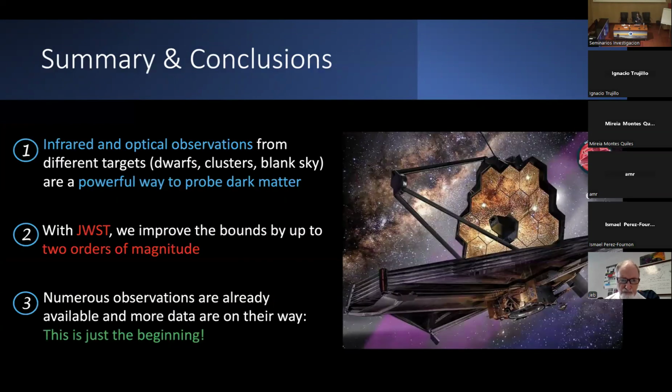So the summary and conclusion is that in my research, I show that infrared telescopes are powerful tools to study dark matter. With JWST, we improve the bounds by up to 2 orders of magnitude. And what's exciting is that there are so many more observations already available, more on their way. So this is just the beginning.